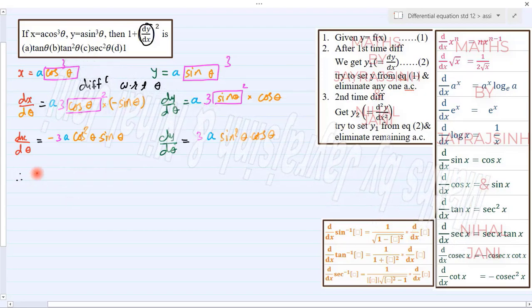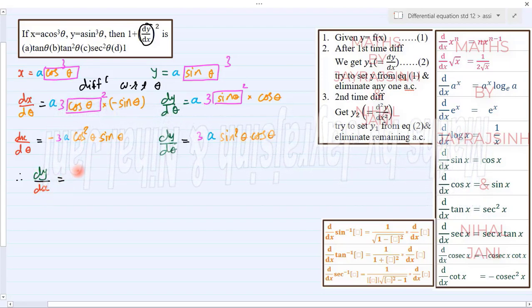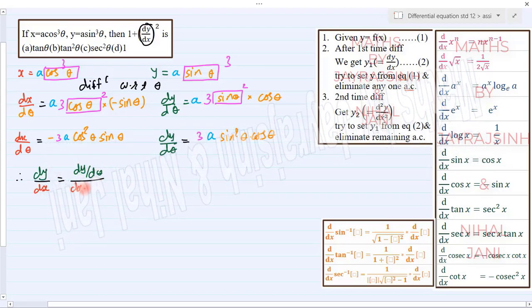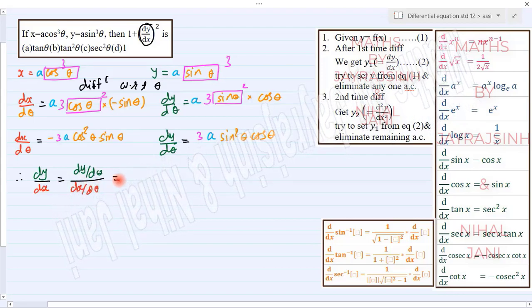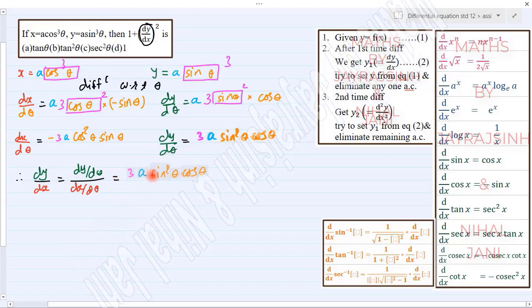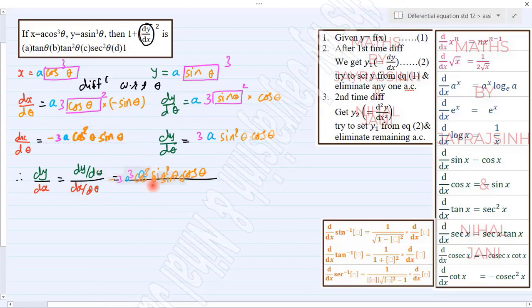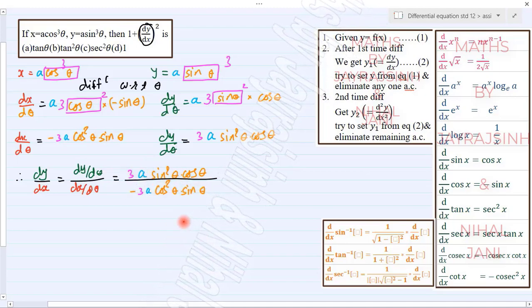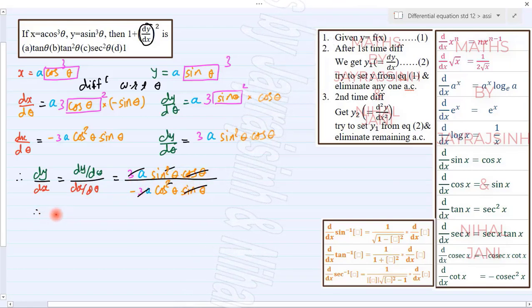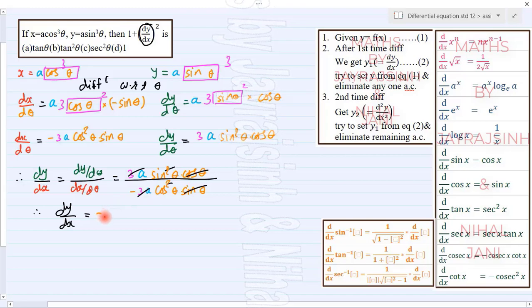So we are ready to get dy by dx by taking ratio of dy by d theta upon dx by d theta. So your numerator will be 3a sin square theta cos theta, and your denominator will be minus 3a cos square theta into sin theta. Here 3a will cancel out, 1 power of sin and 1 power of cos will cancel out. So finally we will get dy by dx is equal to sin by minus cos, or we can say minus tan theta.